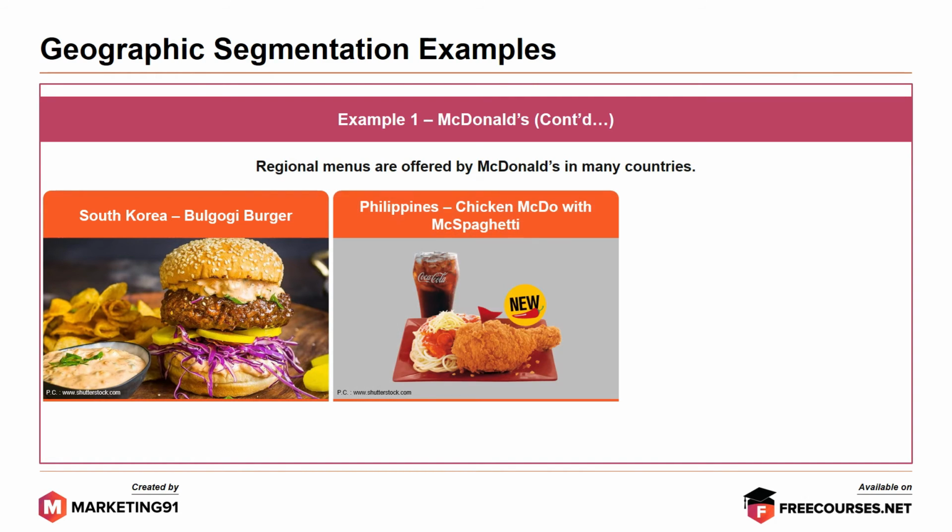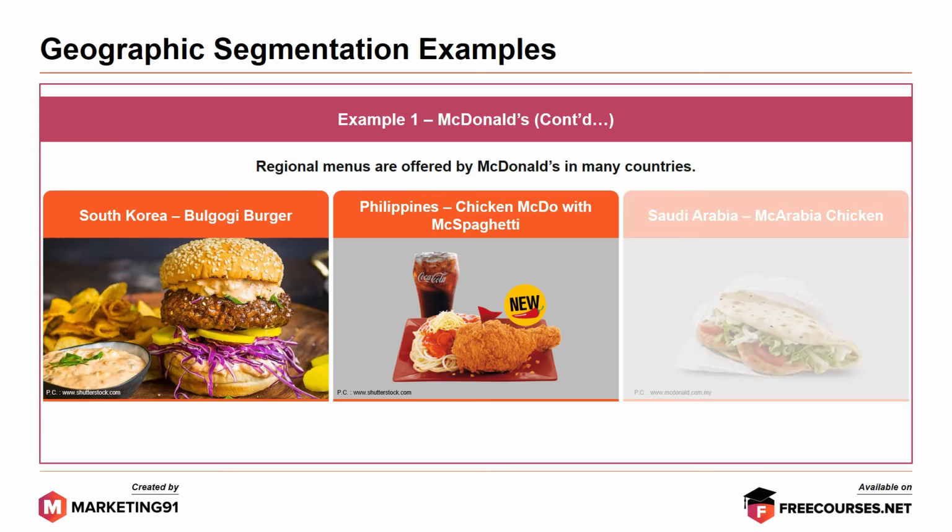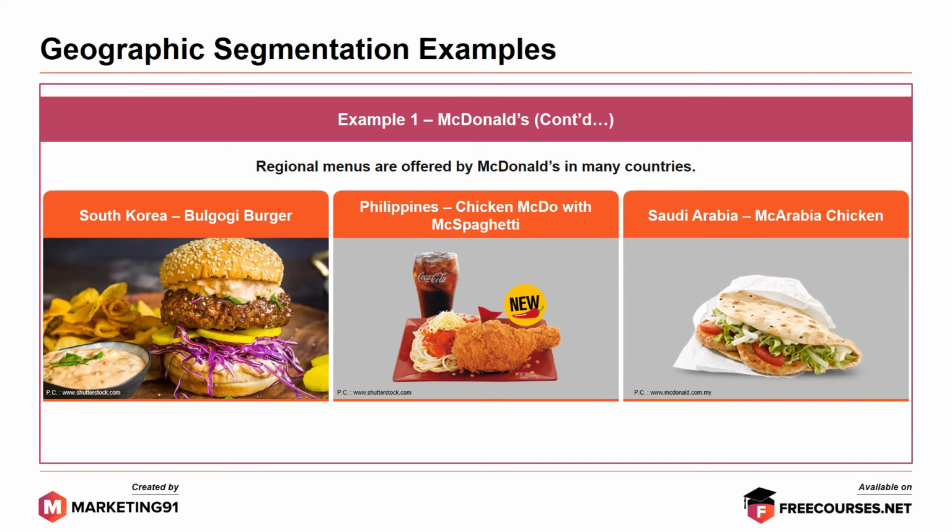Next, Philippines. Chicken McDo with McSpaghetti. The specialty here is the spaghetti with chicken served with a tomato and minced beef sauce. They serve it with cheese as garnish. And finally, Saudi Arabia's McArabia chicken. The specialty here is a flatbread burger consisting of 2 halal chicken patties, lettuce, tomato, onions and garlic sauce.